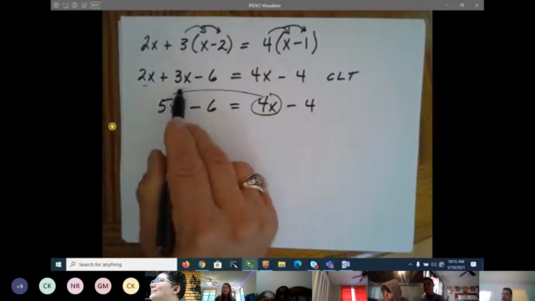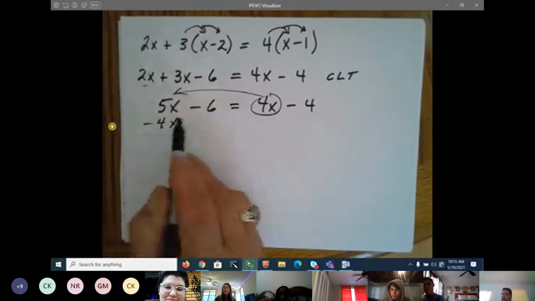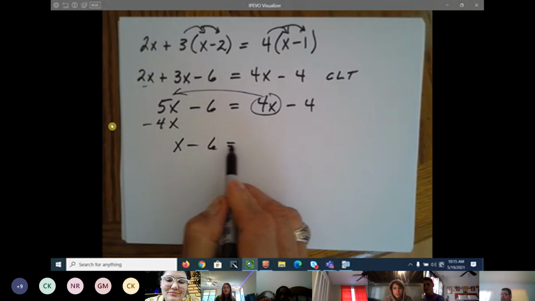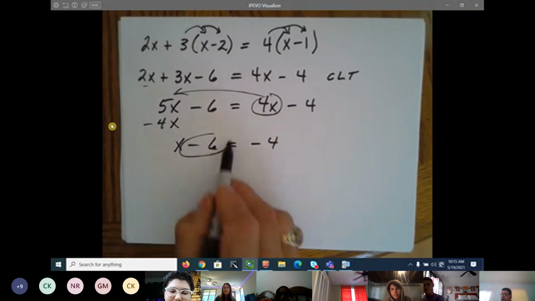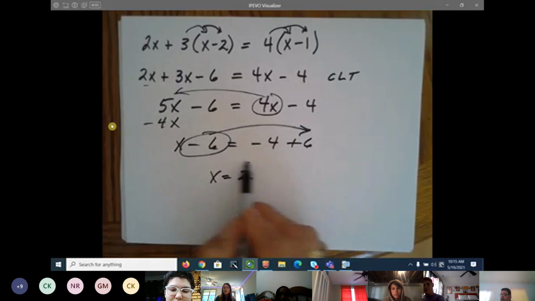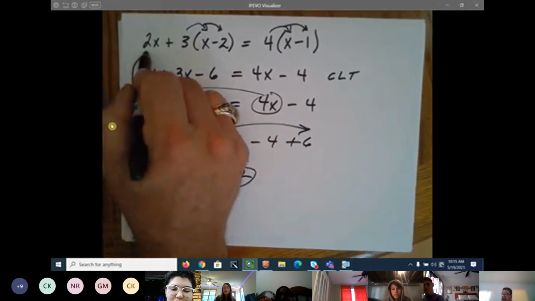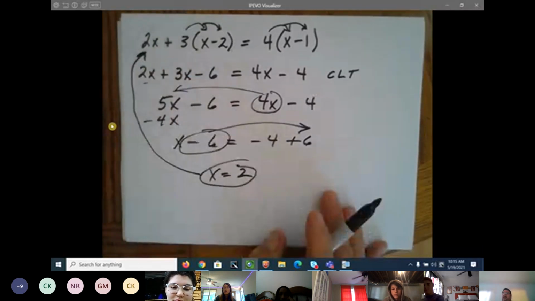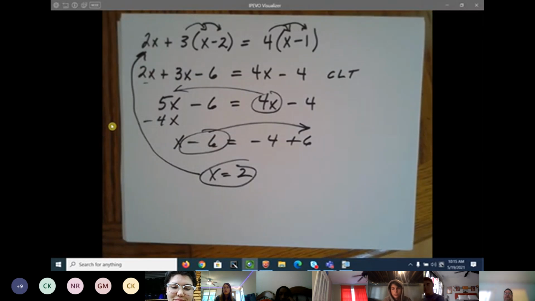Take the 4x, cross the river. x minus 6 is equal to negative 4. Take the negative 6, cross the river. And x is equal to 2. Plug that x equal to 2 back in, check it and see if it's right. Okay, now that's a multi-step equation.